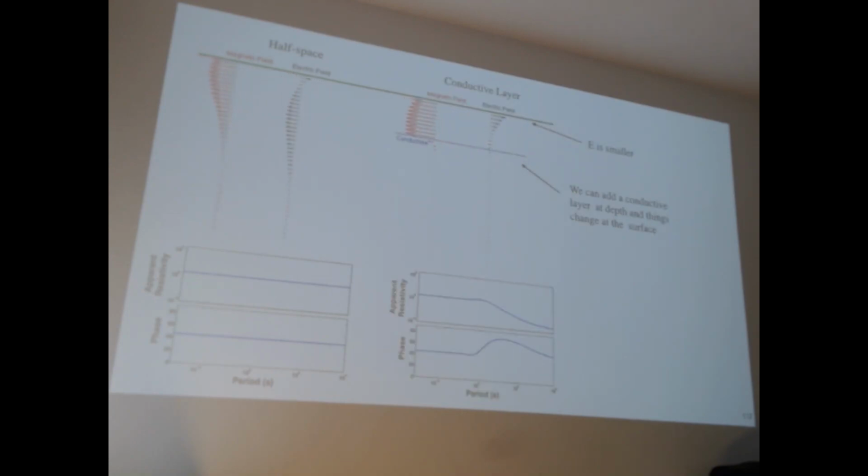Let's put some structure in. What happens now? Well, I'll put a conductive layer in here. So now the skin depth is much shorter and the energy decays very quickly in this layer. Right? Wow. It's changed the electric field at the surface. You see this electric field is just a little bigger.